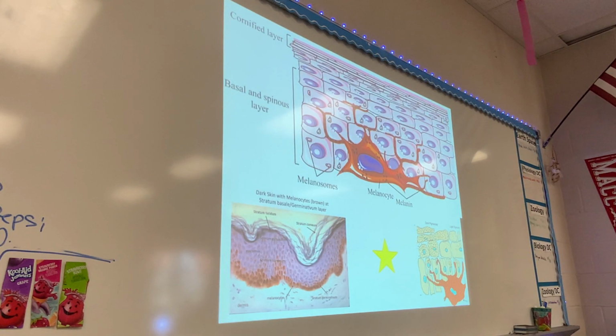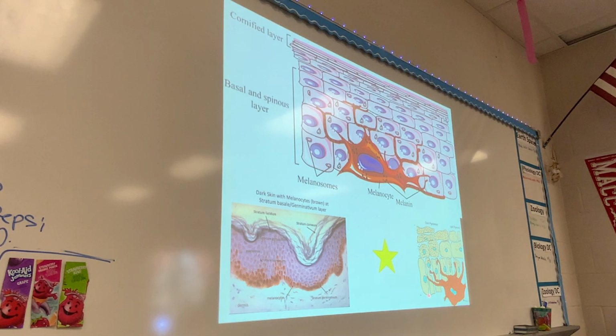So these are what melanocytes look like. Within the basal layer, it's one big cell that has branches that go off in between the other cells in the basal layer and deposits pigment into them.